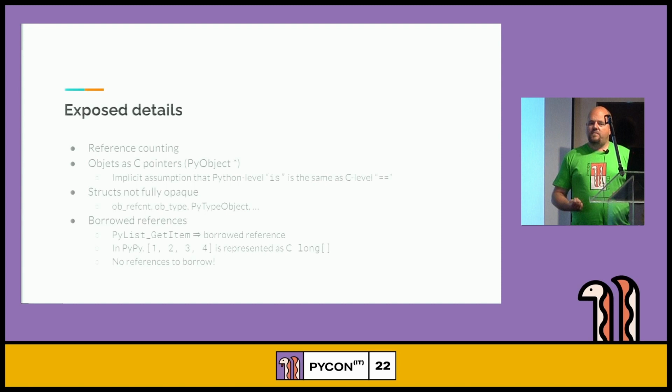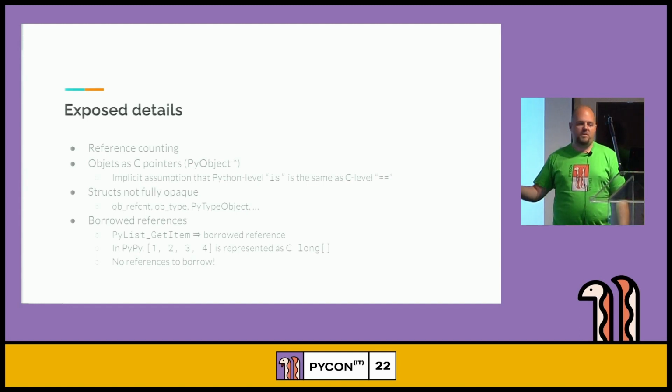The other problem is that objects are not abstract. In C code, you pass around these PyObject star pointers, and it's just a pointer to a place in memory where the object lives. If you have the same object and you pass it twice to a function, we expect that you get the very same pointer. So you can compare by equality in C, and it's a pointer comparison, and it's the same as Python-level identity.